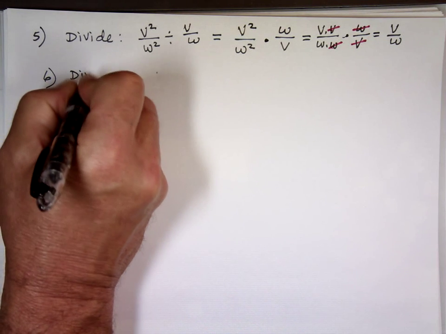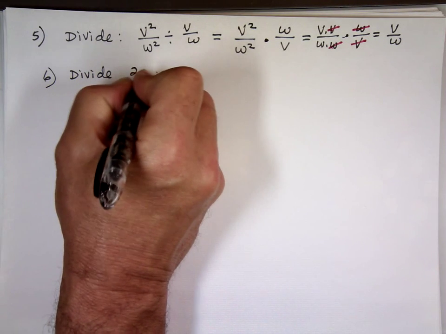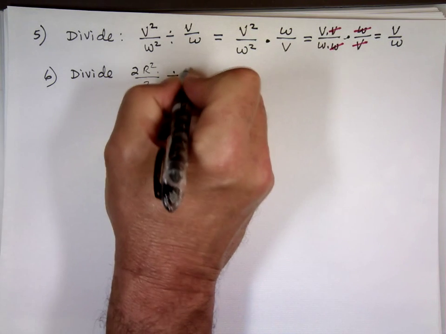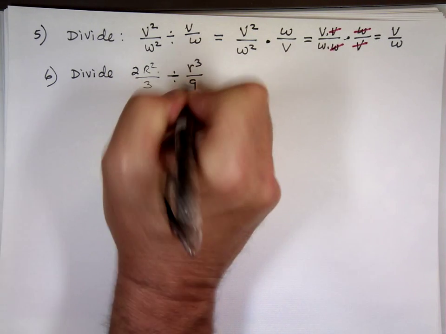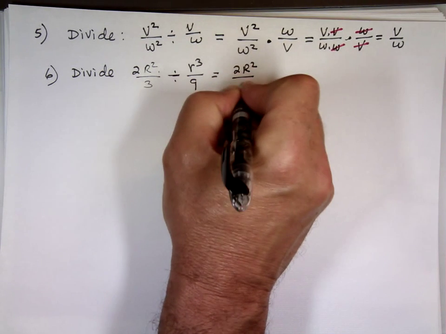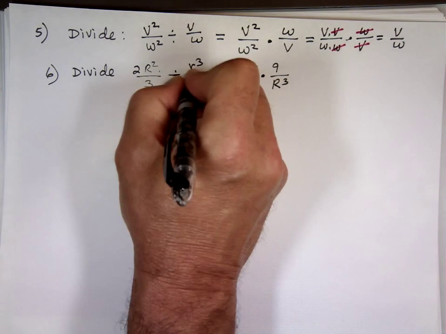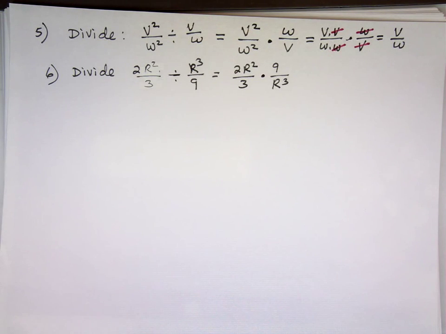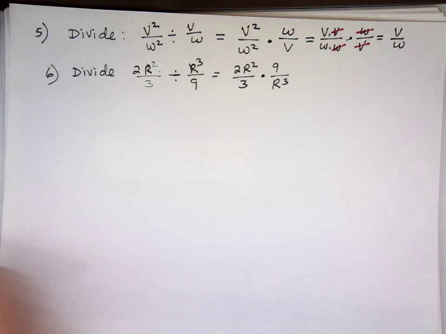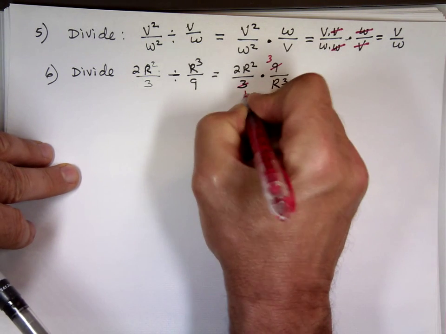Divide and simplify again. 2r squared over 3 divided by r cubed over 9. This becomes 2r squared over 3 times 9 over r cubed. That's an r here. I see the 9, the 3. By 3, this is 3. By 3, this is 1.